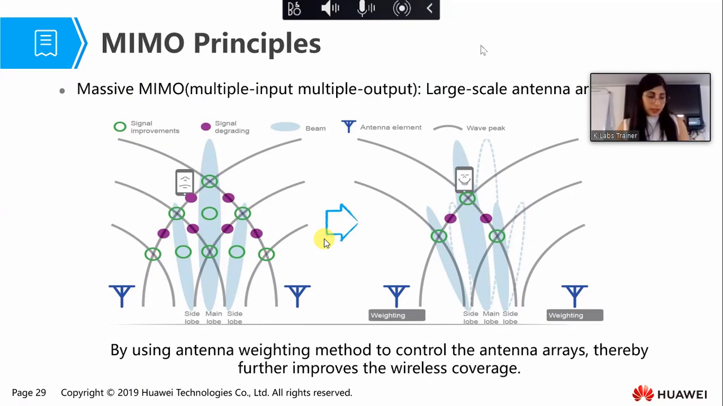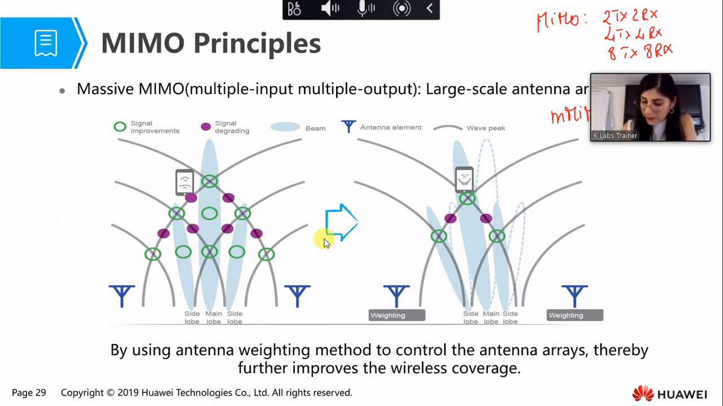And another technology that we can see with 5G is massive MIMO. Till now, we're used to talk about MIMO, multiple input, multiple output. With MIMO, we usually have 2TX, 2RX, or 4TX, 4RX, at maximum 8TX, 8RX. With massive MIMO, we actually can have more than 8TX, RX.